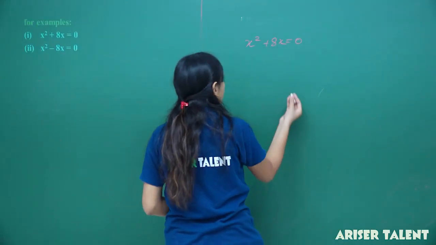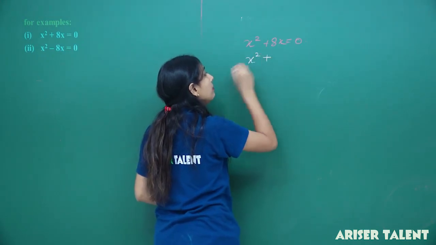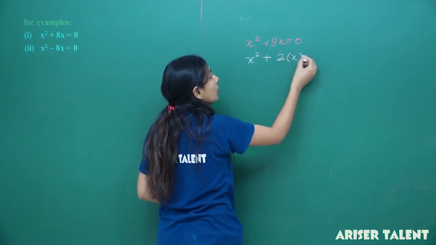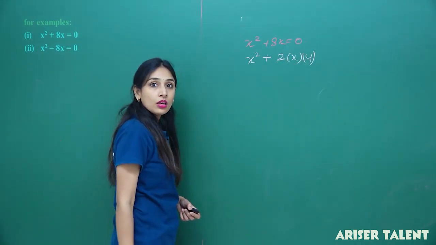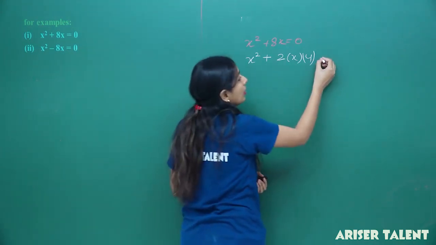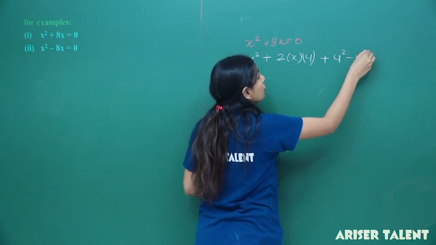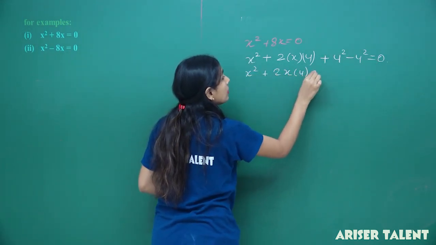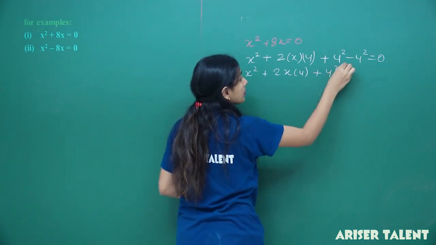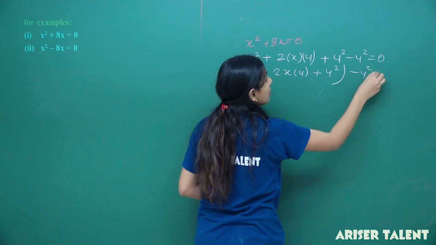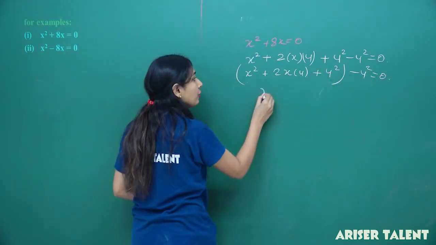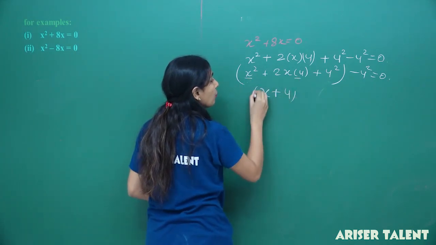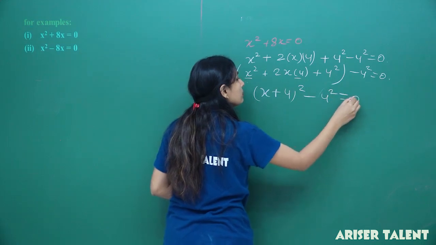So what will I do? I will take this and write it in the form 2a. Now what is remaining is b. Now what I will be doing? Plus 4 square minus 4 square equals 0. Here and minus 4 square here. So that will give me x, that is a, and b is 4. x plus 4 whole square minus 4 square equals 0.